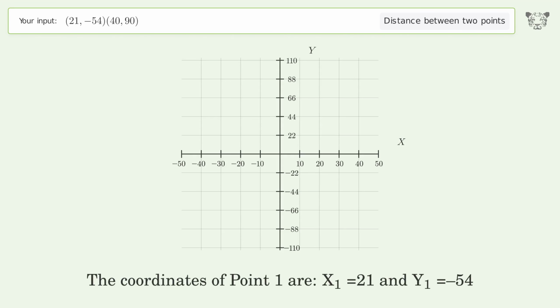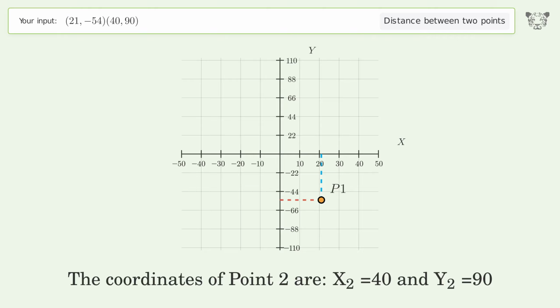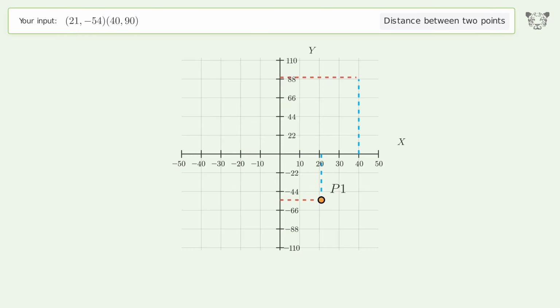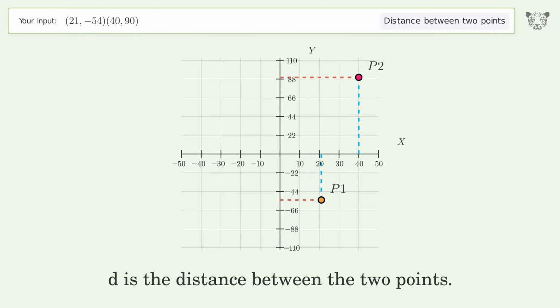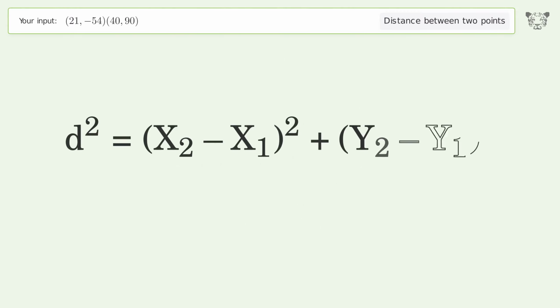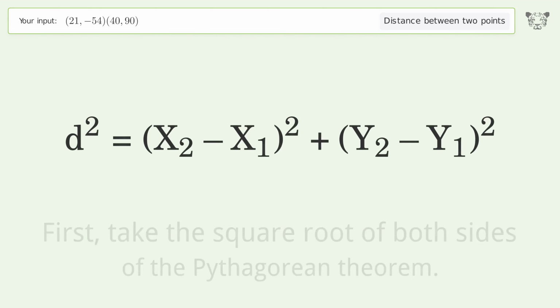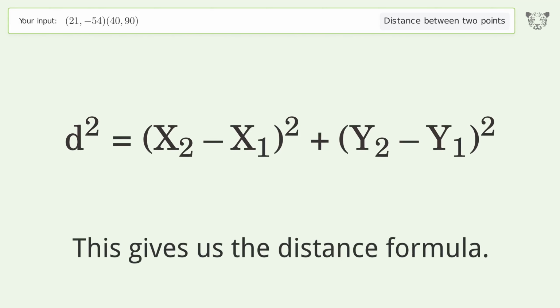The coordinates of point 1 are x1 equals 21 and y1 equals -54. The coordinates of point 2 are x2 equals 40 and y2 equals 90. D is the distance between the 2 points. First, take the square root of both sides of the Pythagorean theorem. This gives us the distance formula.